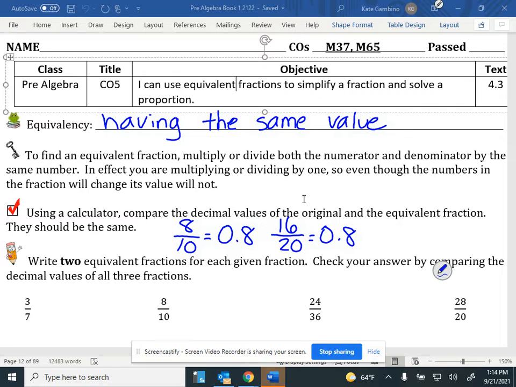Equivalent fractions have the same decimal. And I love that Charlotte was surprised by it. It is the same. They are the same value. They look different because they have different numbers in their fractions, but they equal the same.